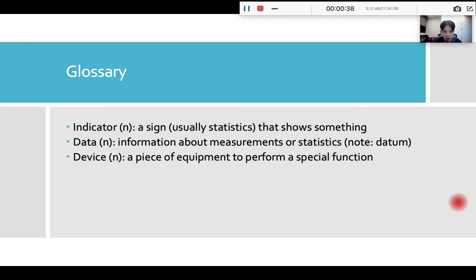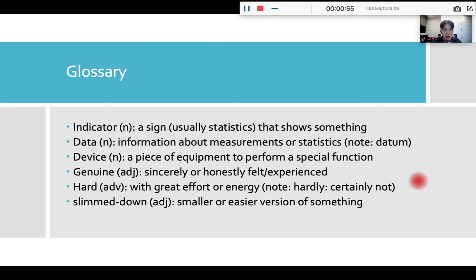And device means a piece of equipment to perform a special function. So for example, you can call your smartphone an electronic device. Your computer is also a device. My microphone here is another device. Genuine means honest, sincerely felt. And this is actually from our previous lesson, right? How to tell genuine smiles from fake smiles.